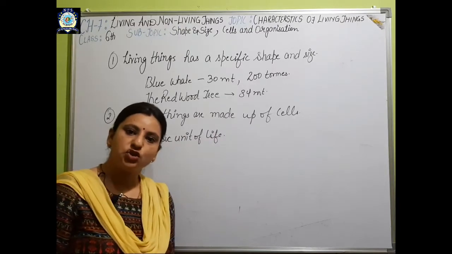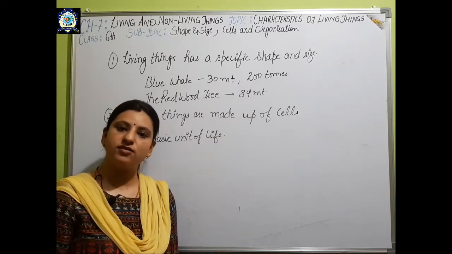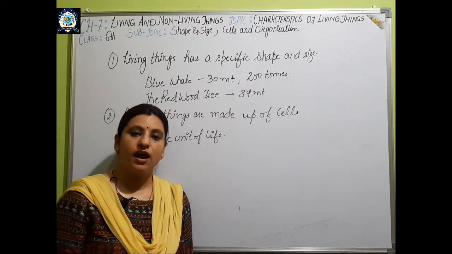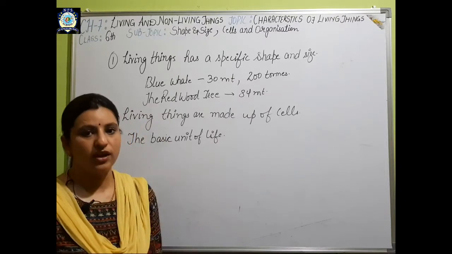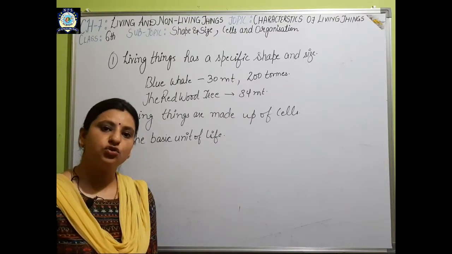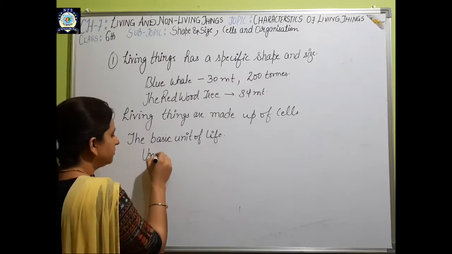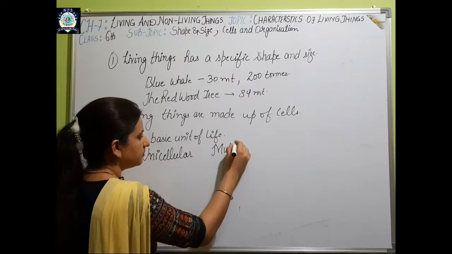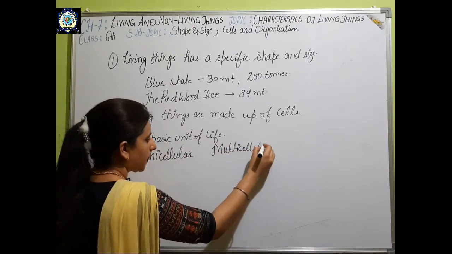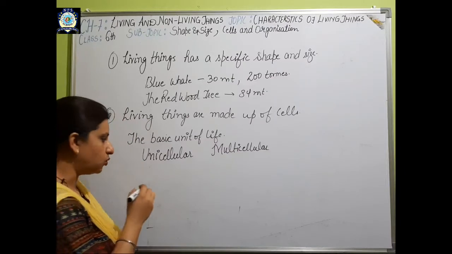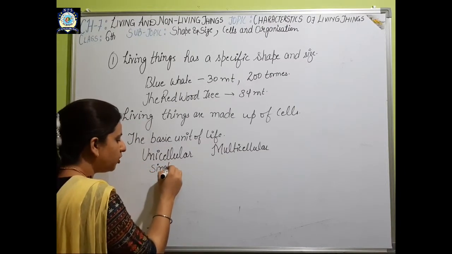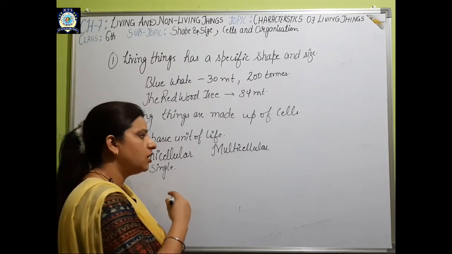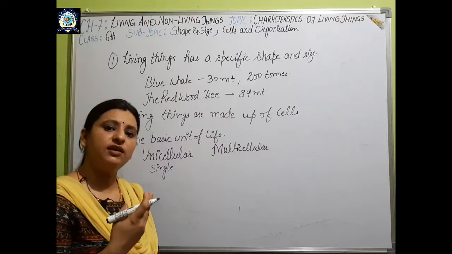Cells combine to form tissues, tissues combine to form organs, organs combine to form organ systems, and organ systems, when combined, form the organism. And on the basis of cells, we can categorize the organisms in two types, that is unicellular and multicellular. Unicellular organisms are those in which a single cell performs all the life activities, and multicellular organisms are those in which a number of cells, more than one cell, perform the life activities.